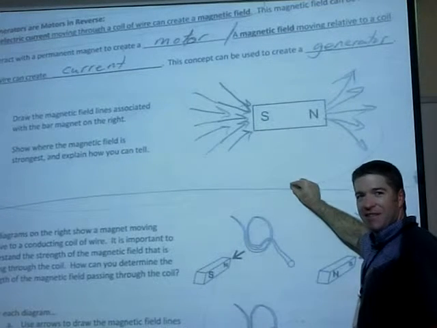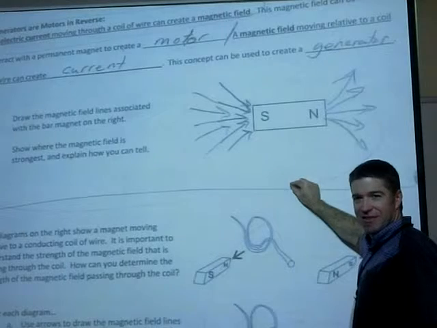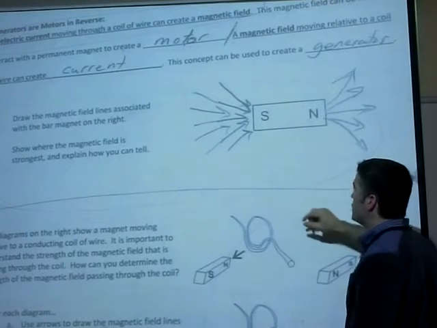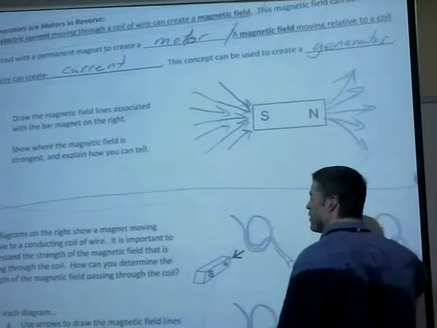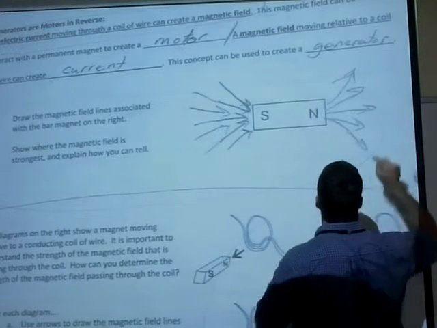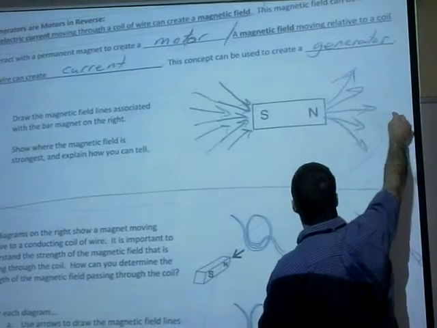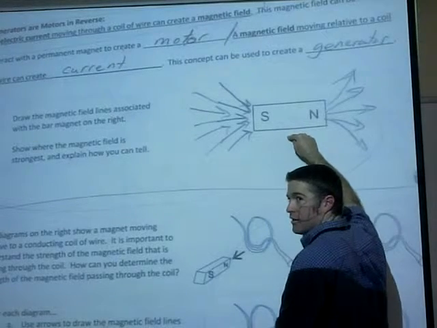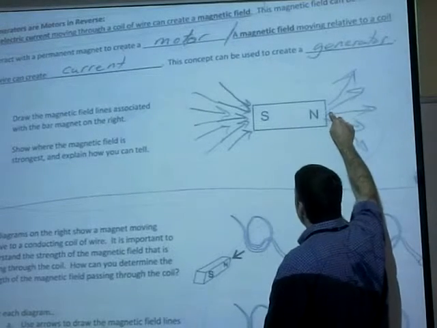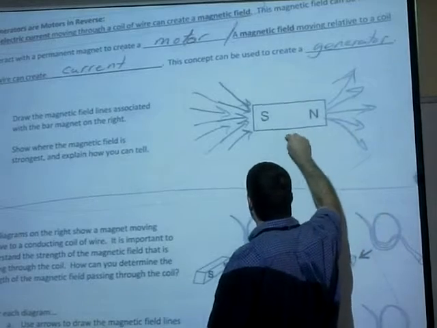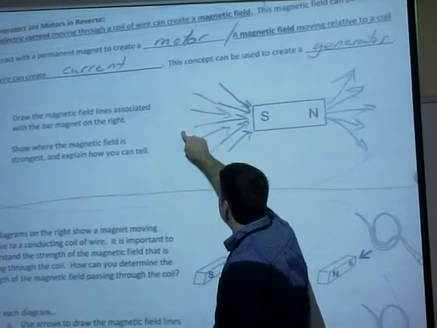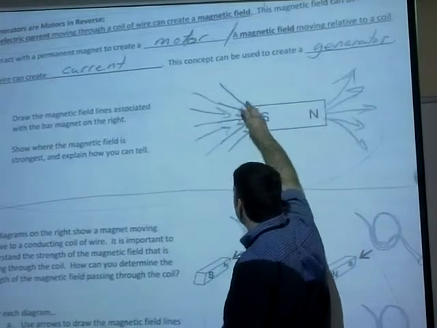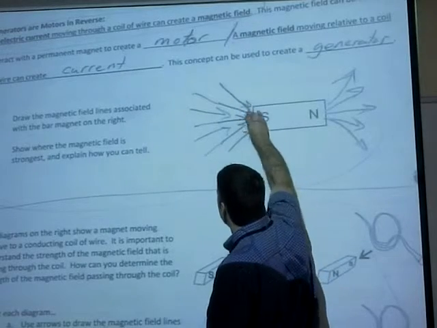Come on. I'll give you 3 choices. Here, A, B, or C? B, right there. Okay, I'll give you 3 more choices. A, B, or C? B, right there. So this is where the magnetic field's strongest.